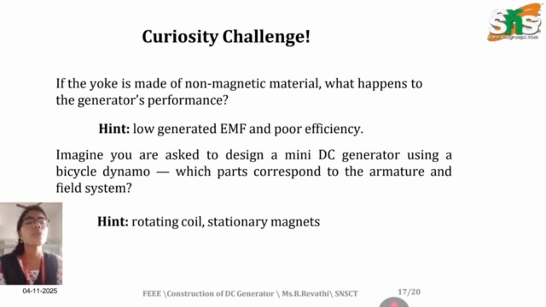Now the curiosity challenges, the assessment part. If the yoke is made of non-metallic material, what happens to the generator performance? Hints are given below: low generated EMF and poor efficiency. Imagine you are asked to design a mini DC generator using a bicycle dynamo. Which part corresponds to the armature and field winding?